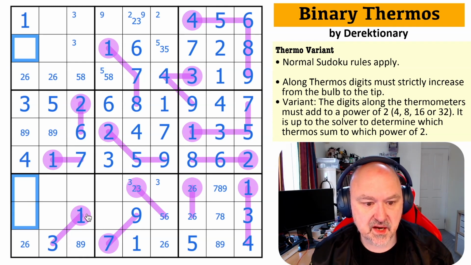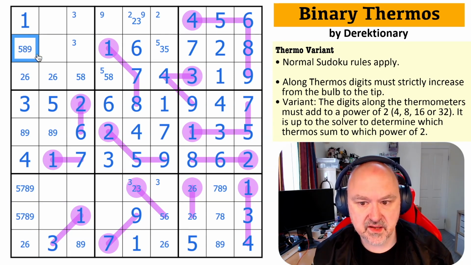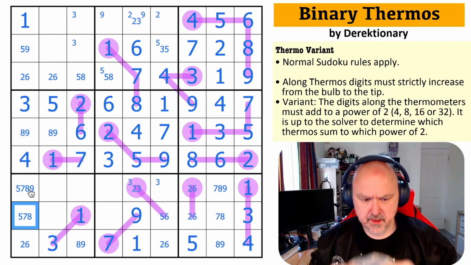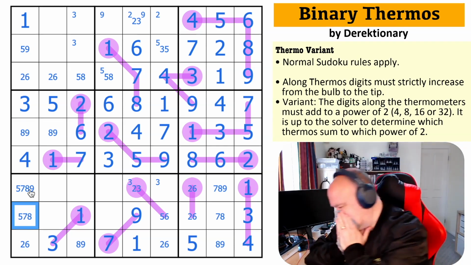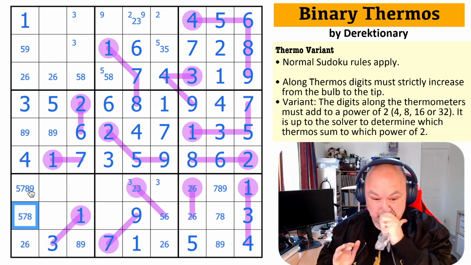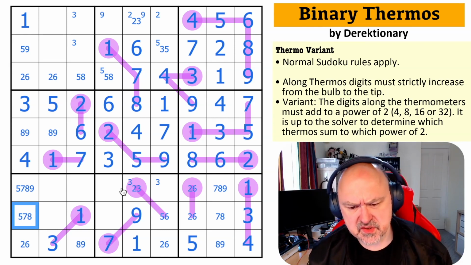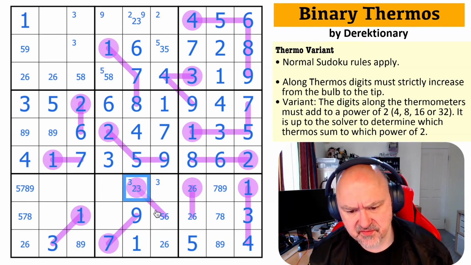So these are from 1, 2, 3, 4, 5, 7, 8, 9. There's no 7 or 8 there because of the row. There's no 9 there. Oh, pardon me. Okay. So it could be something along the lines of, if this is a 3, this is a 5.